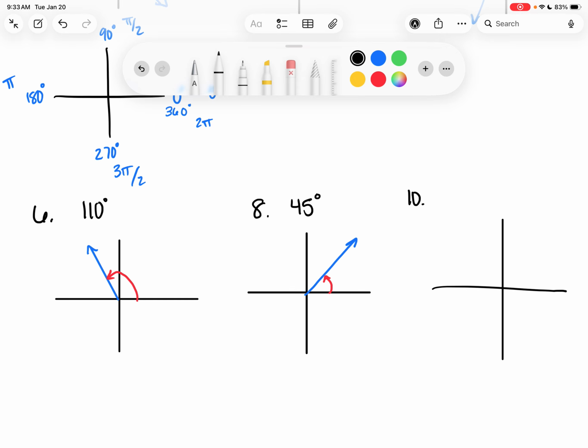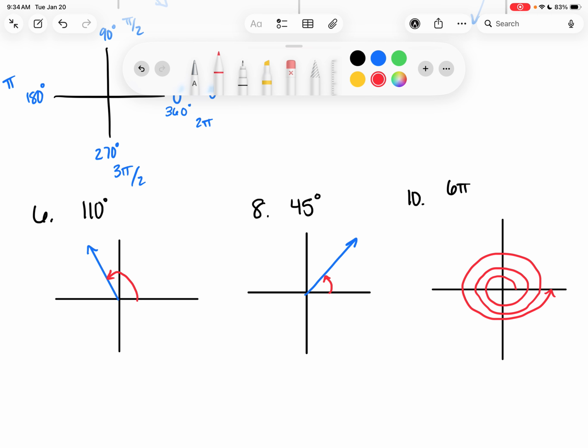This one is going to be 6 pi. Okay? Again, it's positive. So you're going around 3 times, right? So to here is 1 pi, 2 pi. I'm going to actually draw this out. 1 pi, 2 pi, 3 pi, 4 pi, 5 pi, 6 pi.